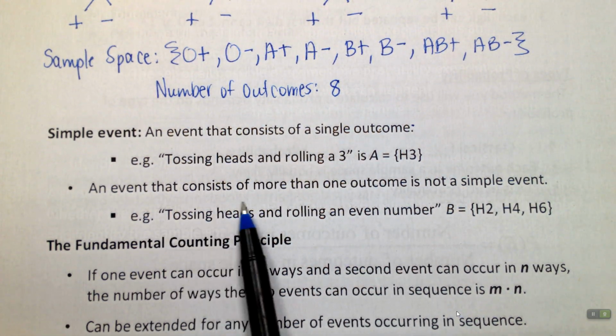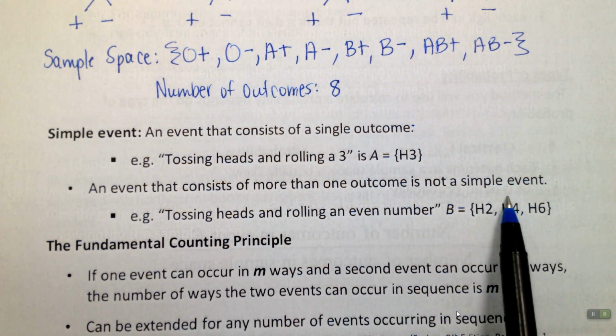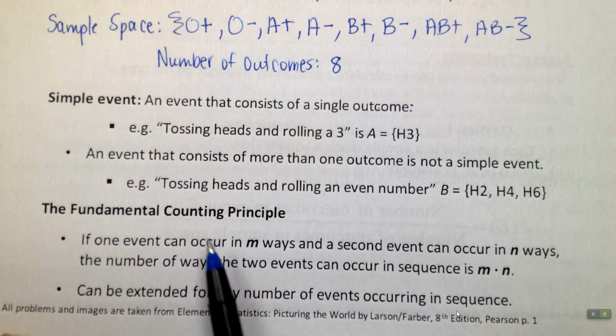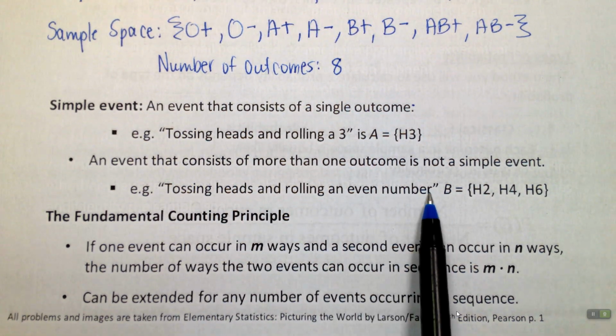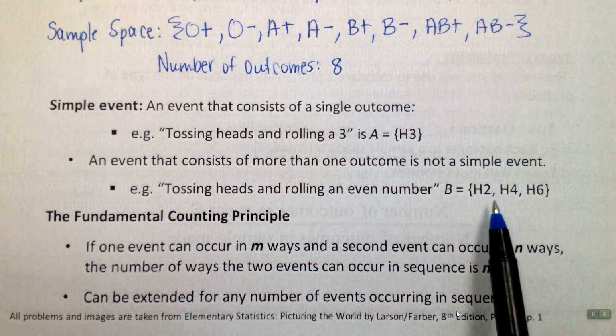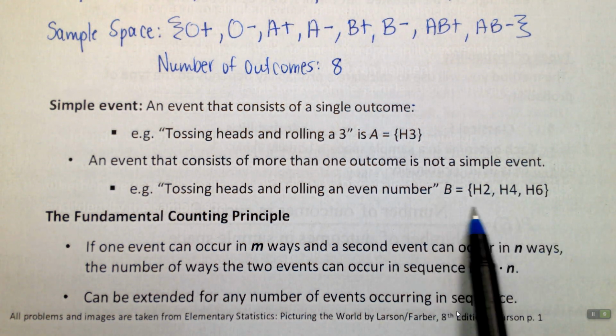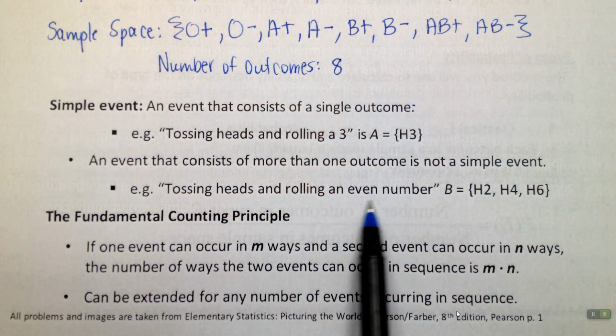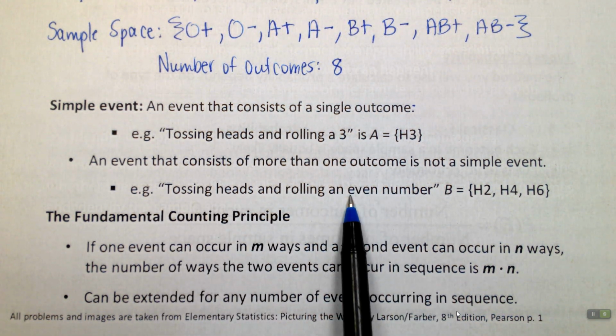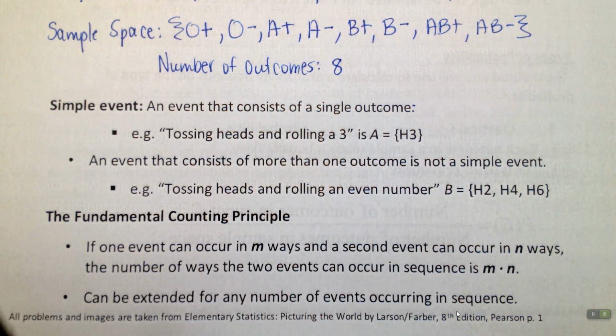But an event that consists of more than one outcome is not simple. That looks like tossing a heads and rolling an even number. If I have a die, my even numbers are 2, 4, 6. So these are all the possible ways I can have an outcome that looks like this. So simple means there's only one possibility, that's it. Not simple means there's more than one way to get your outcome.